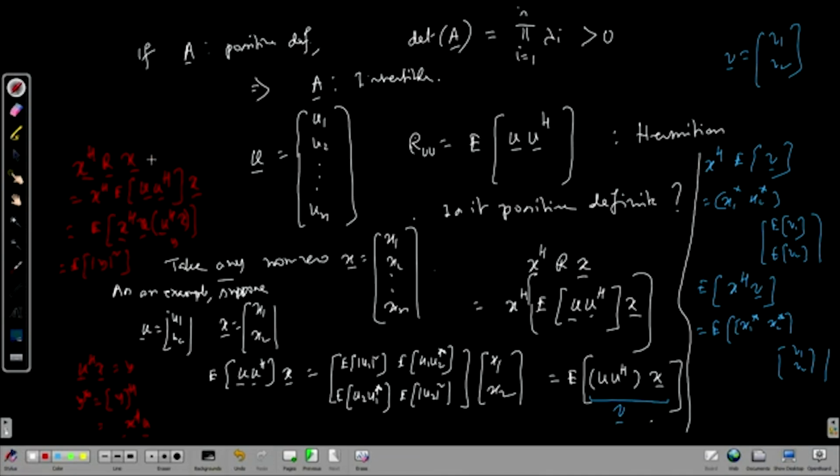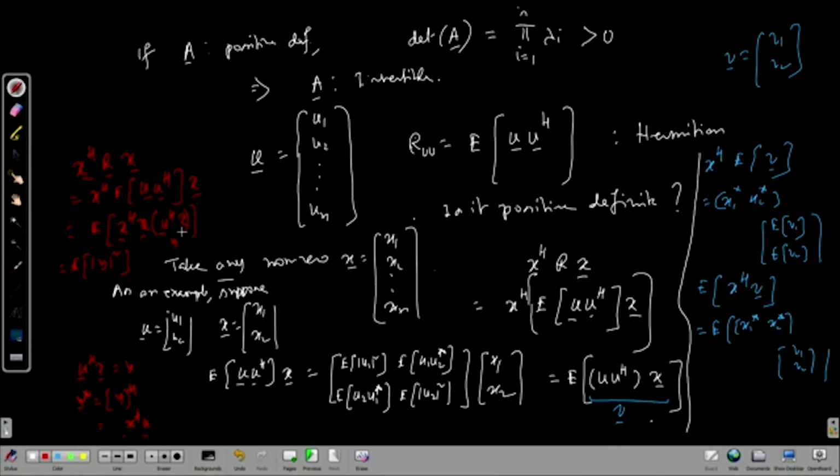So, whether this quantity is greater than or equal to 0, that we will see. We are dealing with the special case of correlation matrices or covariance matrices. For them, the first condition was satisfied, that this matrix is Hermitian. Second, is it positive definite? So I took a non-zero vector x and I found out X Hermitian R X. It can be written in this kind of form, and then X Hermitian can be pushed inside, X can be pushed inside.